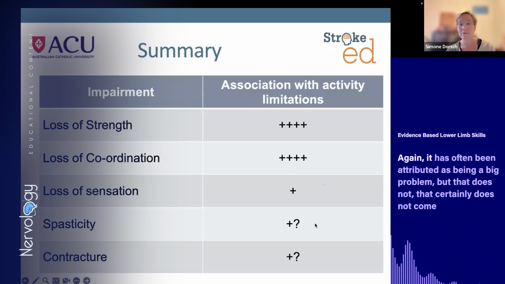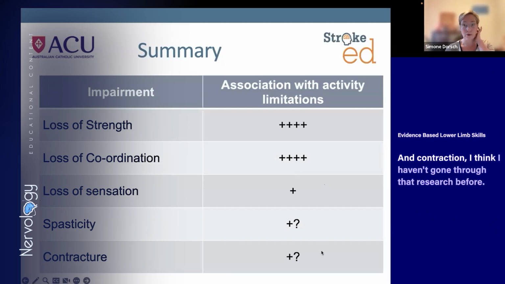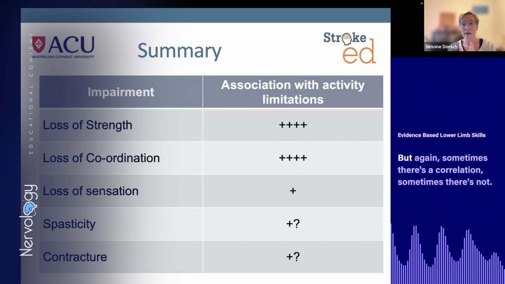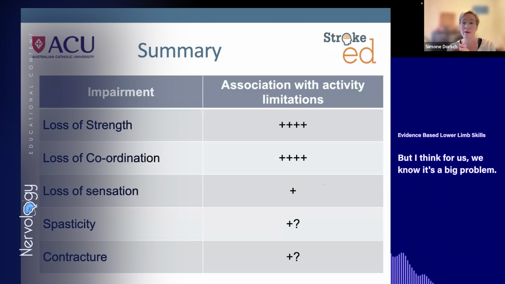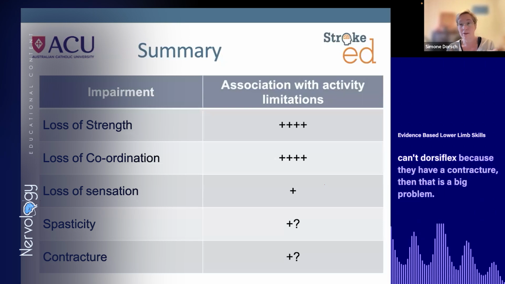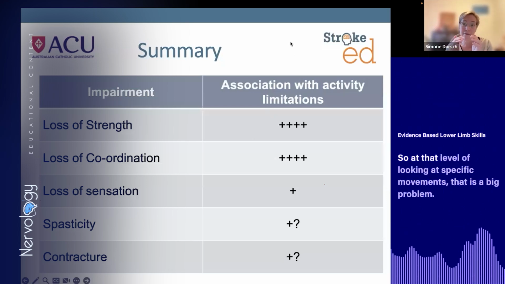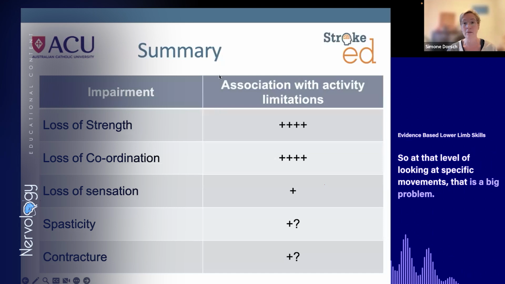Spasticity, again, has often been attributed as being a big problem, but that certainly does not come out when it's really being looked at in the research. And contracture, I haven't gone through that research, but again, sometimes there's a correlation, sometimes there's not. But for us, we know it's a big problem, because if somebody has a contracture, if you go to the example of dorsiflexion in swing, if they can't dorsiflex because they have a contracture, then that is a big problem. That will completely stop them being able to dorsiflex. So at that level of looking at specific movements, it is a big problem.